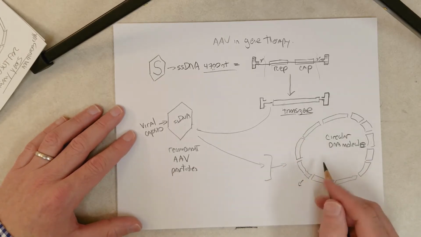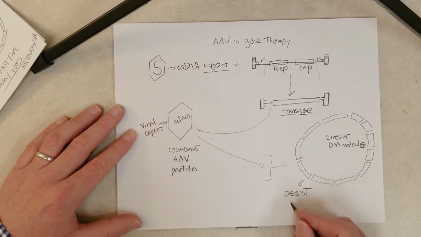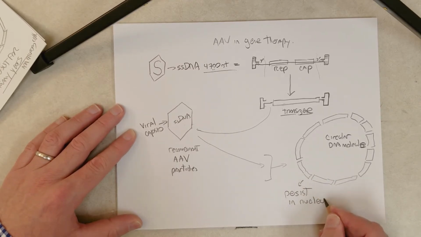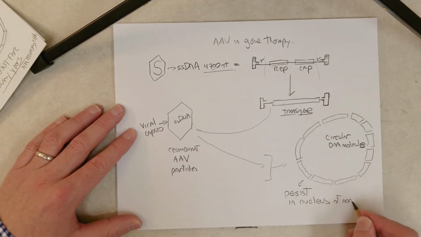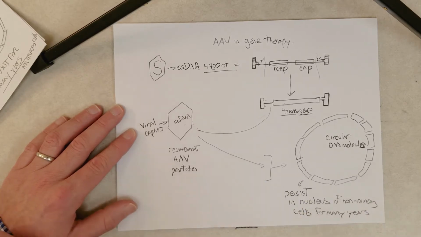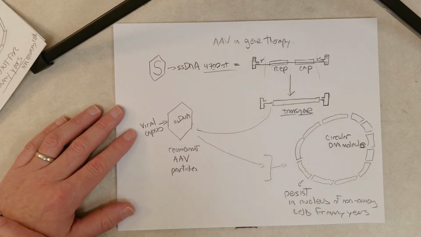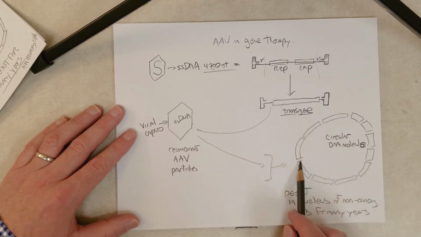And scientists have found that these circular DNA molecules persist in the nucleus of non-dividing cells for many years. And what's a non-dividing cell? So there are many cells in the nervous system that don't divide. So in those cells, these circular DNA molecules containing the transgene will persist for many years.